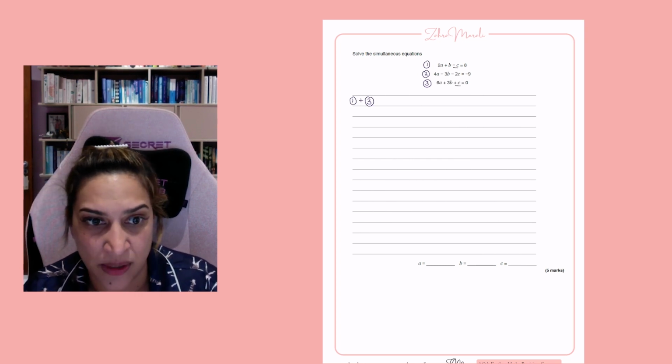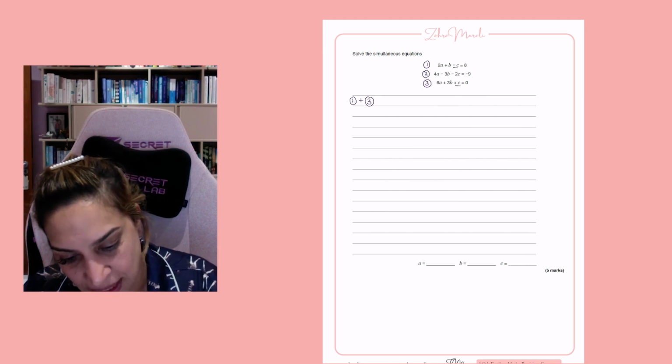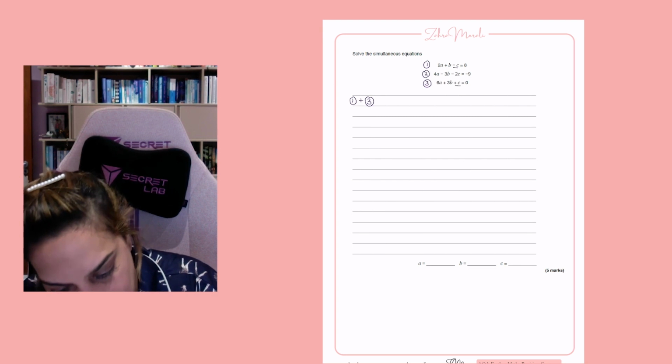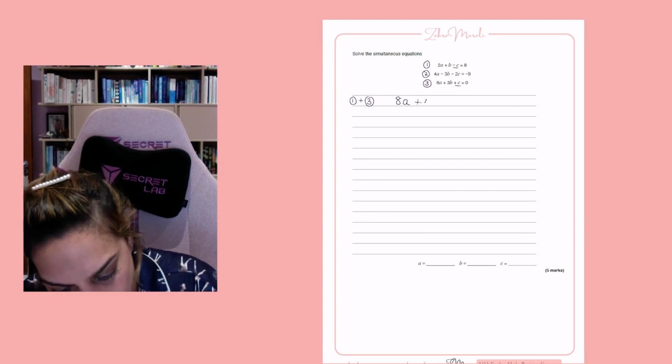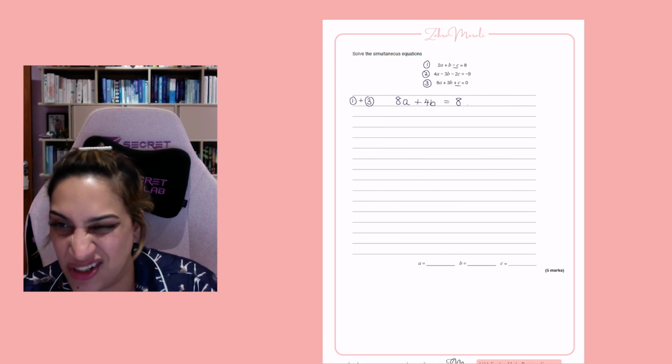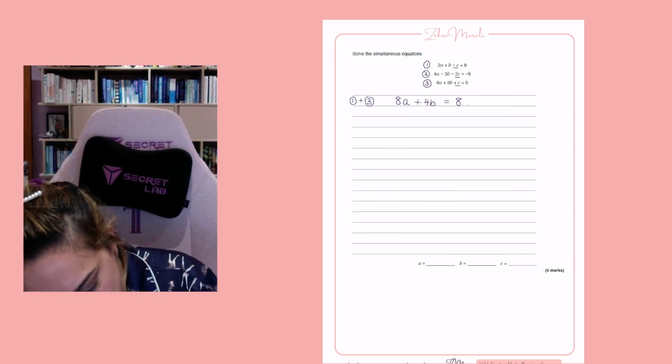So if I do 1 plus 3, what am I going to get? I'm going to get 2a plus 6a, so I'm going to get 8a. b plus 3b, so 4b, equals 8 plus 0, which is just 8. And so I've got one equation. And then the next one, I want to get rid of the c from here.